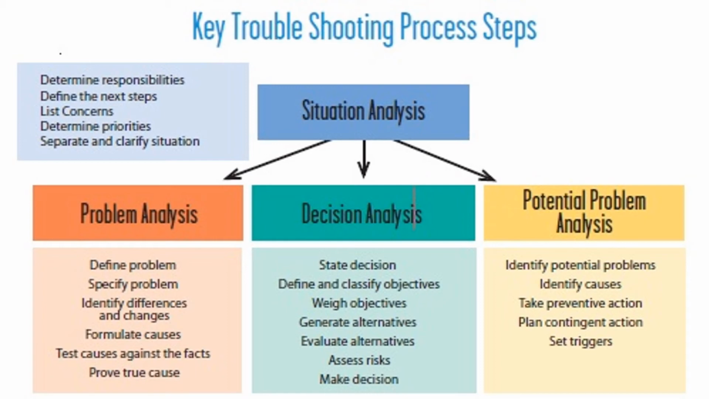The potential problem analysis is a very important one as well, to then identify what are the things that could go wrong. Once we've made the decision and we've decided what to do, then this is like a risk analysis that you then do to see what are the things that could go wrong with the implementation of this plan, and it will then also guide us to take preventative actions.